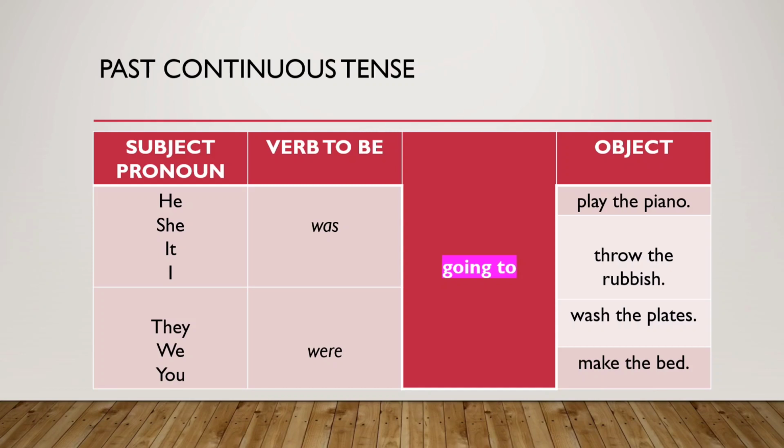For example, he was going to play the piano. They were going to make the bed. However, in Module 4 for Year 4 English, we will focus more on present continuous tense.